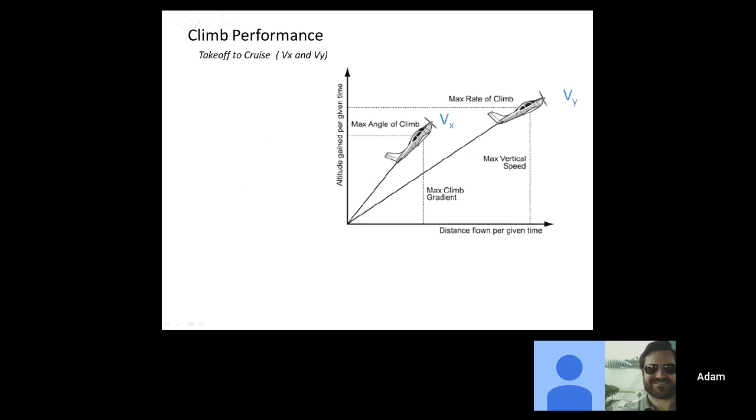And VX, which is the maximum angle of climb, which is the maximum altitude in a given distance, is, as you can see at this point, the altitude was much higher at this distance than VY, which is your maximum rate of climb, which is maximum altitude in a certain time.